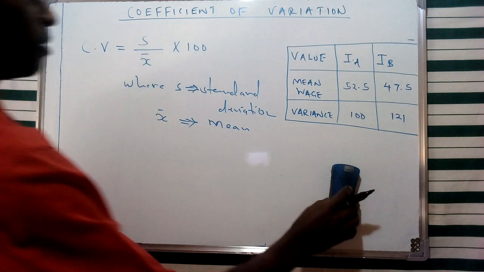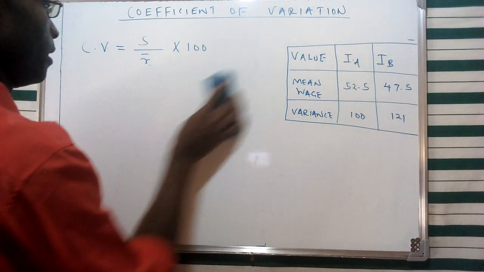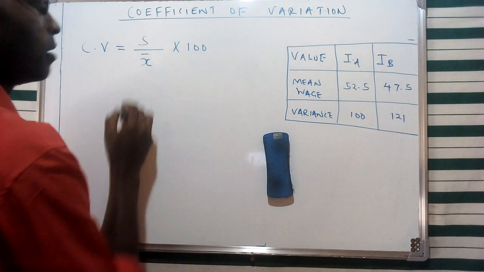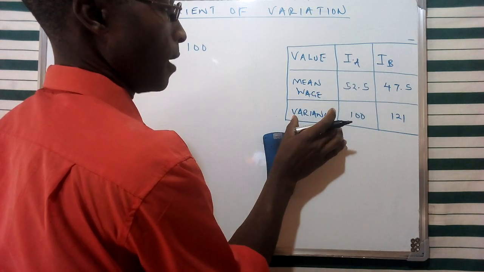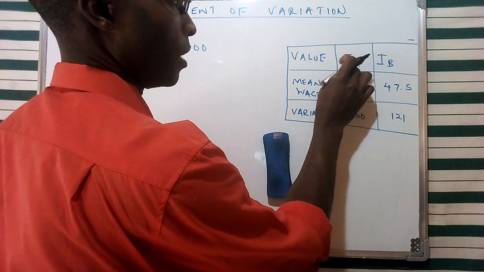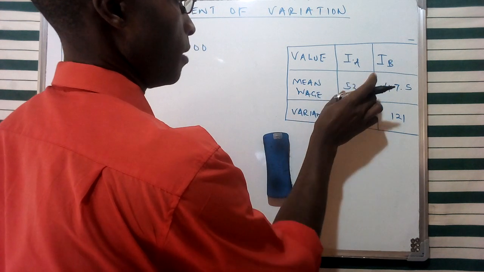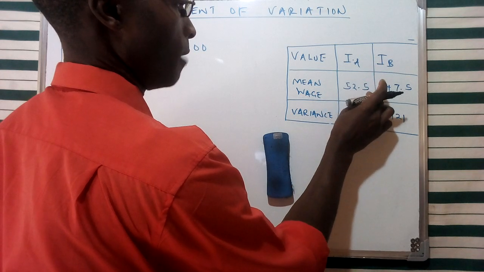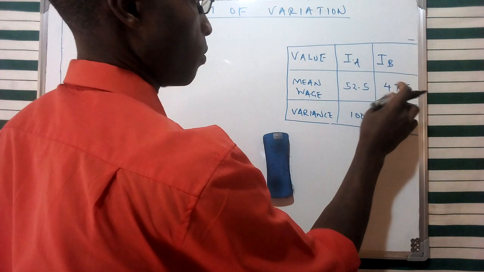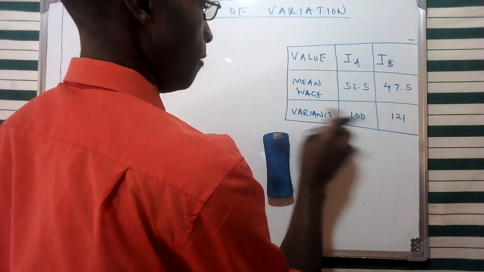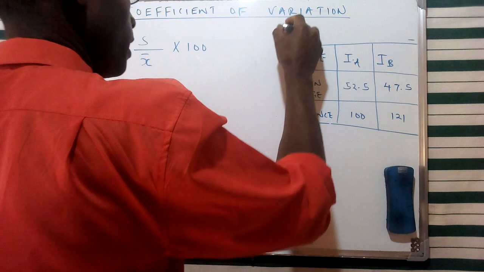So we're going to consider monthly wages for specific workers in two different industries, whereby I've given the value for the mean wage and the variance of industry A and industry B. For industry A, the mean wage for these workers is 52.5, and the variance is 100. For industry B, the mean is 47.5, and the variance is 121, in that particular order.